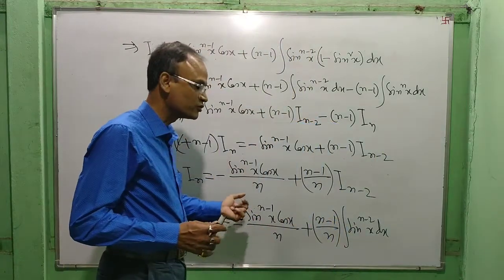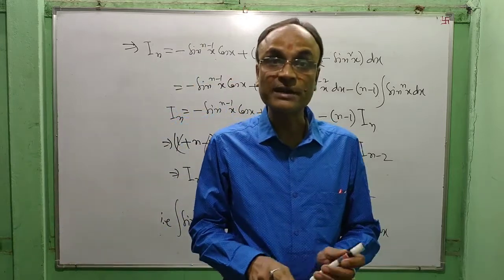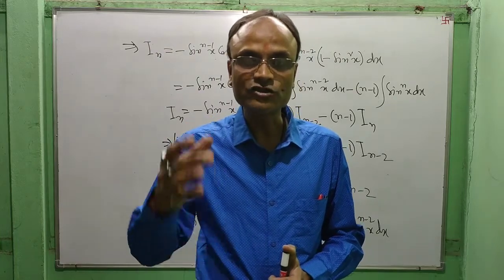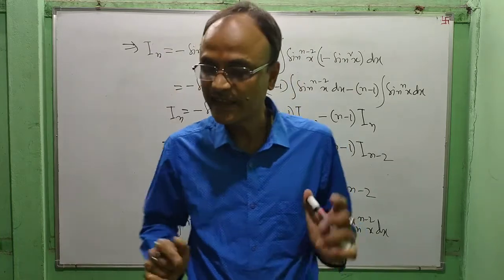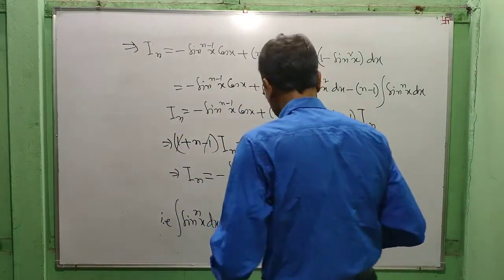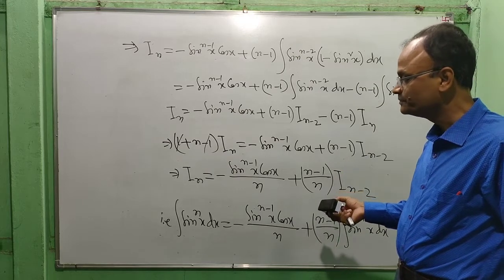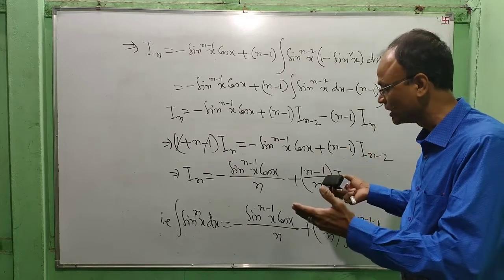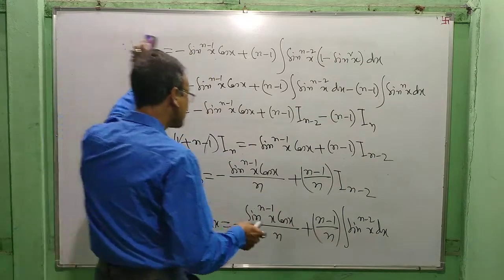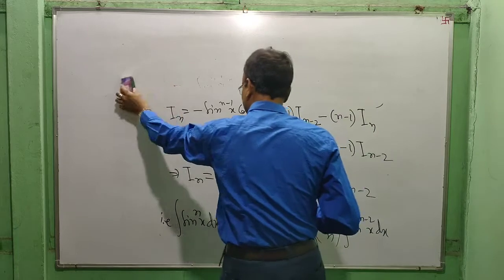Using the reduction formula, we can easily find the integration of sine to the power 7x dx, sine to the power 9x dx, sine to the power 6x dx, like this. Similarly, we can apply a reduction formula to find the integration of cos to the power nx dx. Now, let us first find the reduction formula for integration cos to the power nx dx.